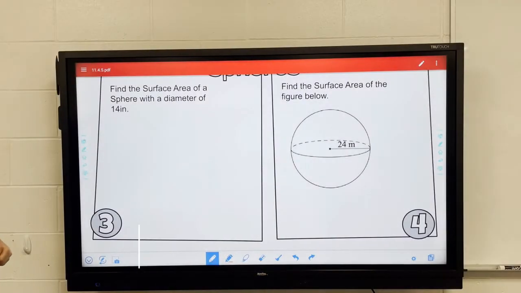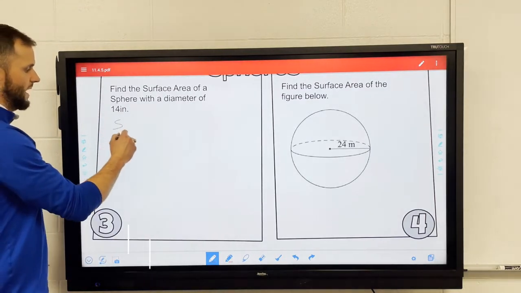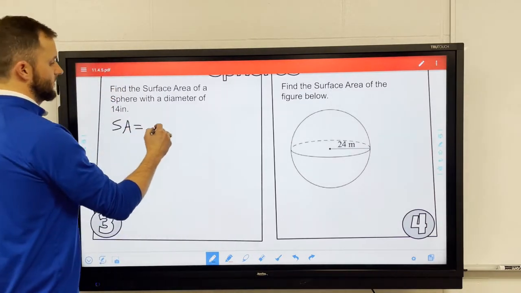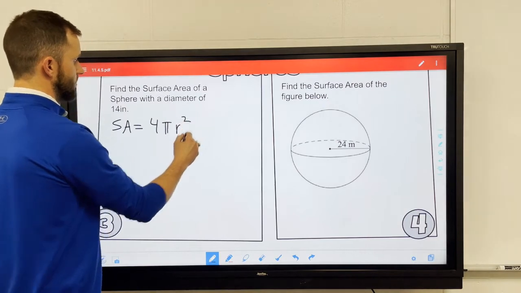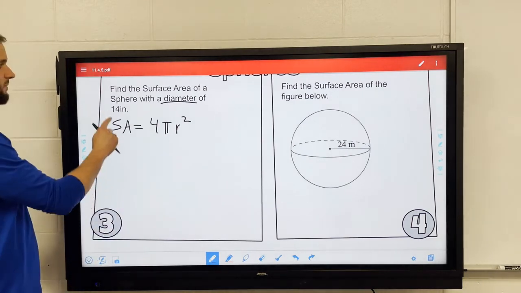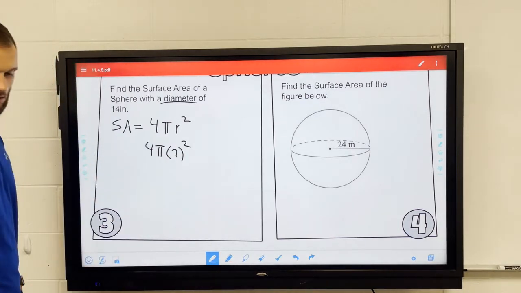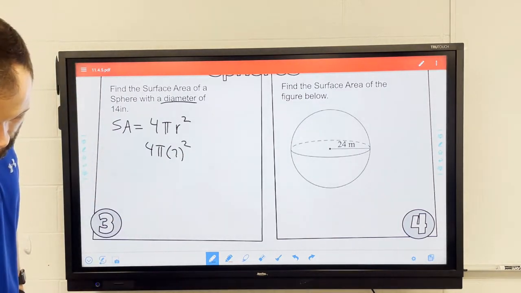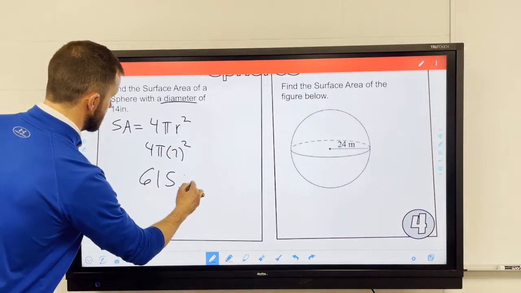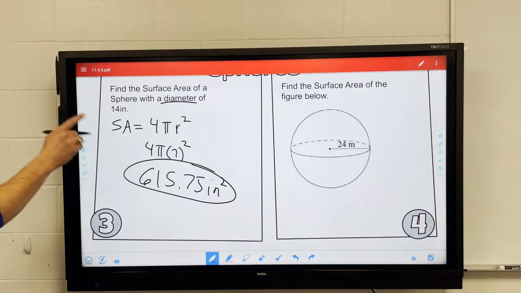Okay, so right now on number 3, it says we need to find the surface area of a sphere with a diameter of 14 inches. So to find the surface area of a sphere, I know that's going to be surface area equals 4 times pi times the radius squared. They gave me my diameter. I know that the radius is half the diameter, so if my diameter is 14, that means I'm going to end up plugging in 7 for the radius. So all I have to do is multiply that out. So 4 times pi times 7 squared is going to end up giving me 615.75, and that's going to be inches squared. Let's jump over to example number 4.